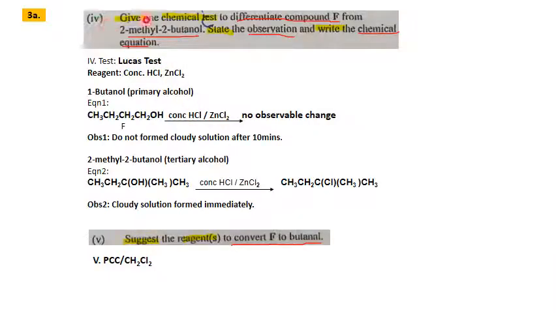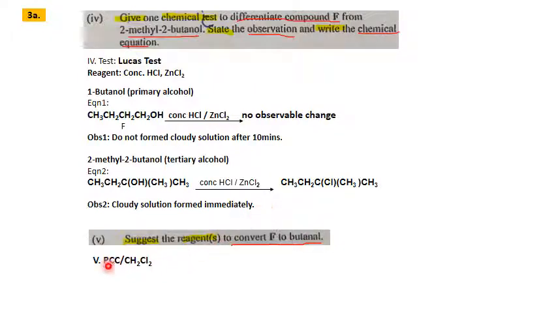Question 4. Give 1 chemical test, again a chemical test, to differentiate compound F from 2-methyl-2-butanol. Compound F is actually a primary alcohol, 1-butanol. And when you draw the structure of 2-methyl-2-butanol, you notice it is a tertiary alcohol. So the best chemical test is the Lucas test. The reagent is concentrated hydrochloric acid and zinc chloride. For primary alcohol, no observable change, it does not form a cloudy solution after 10 minutes. But for the tertiary one, the OH is substituted by Cl, and the cloudy solution forms immediately.